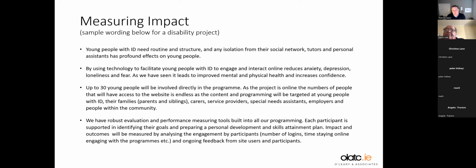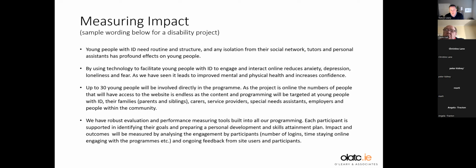So what we put in was, okay, young people with intellectual disabilities need routine and structure. Any isolation from their social network, tutors and personal assistants has profound effects on young people. This was around COVID when we had to shut down our premises and the services went online, and we needed funding to get these services online. So we were showing that using technology to facilitate young people with ID to engage and interact online reduces anxiety, depression, loneliness, and fear. So we're showing the impact on their mental and physical health.